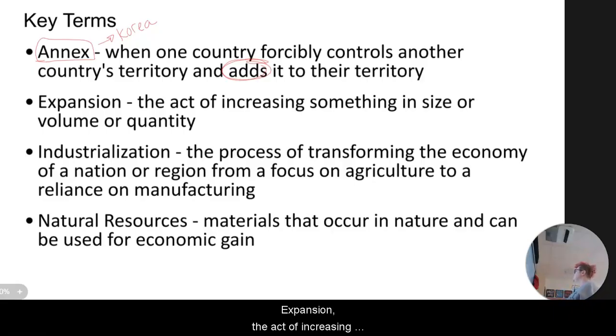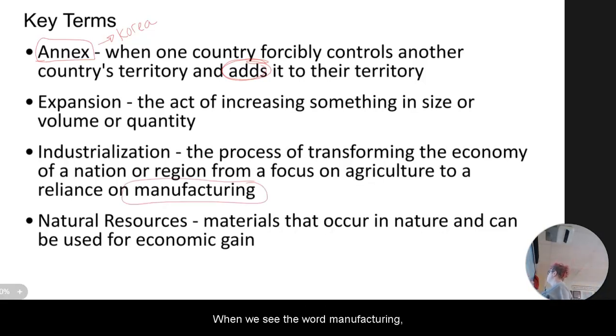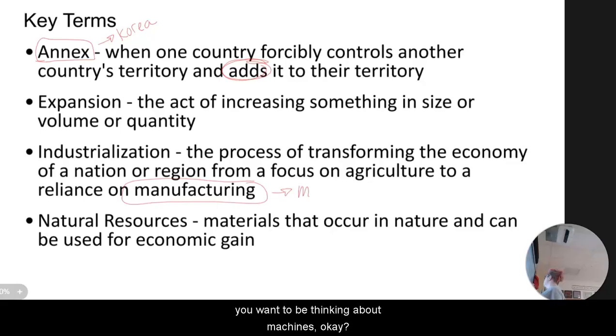Expansion, the act of increasing something in size or volume or quantity. We've talked about industrialization in the past, but it is the process of transforming the economy of a nation or region from a focus on agriculture to a reliance on manufacturing. When we see the word manufacturing, you want to be thinking about machines, textiles, factories.